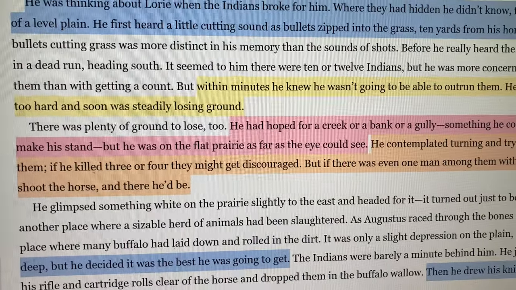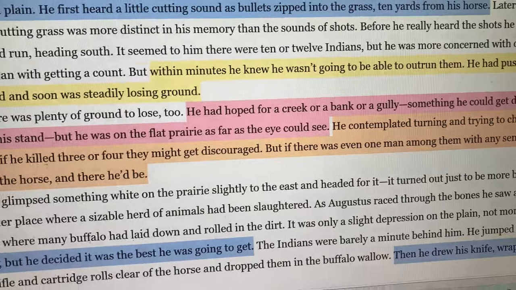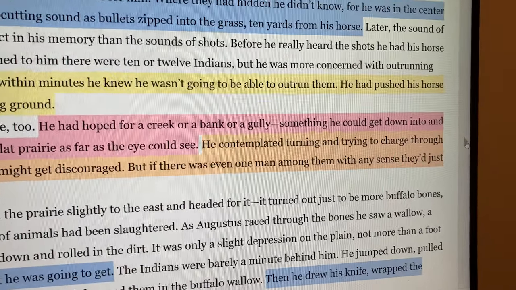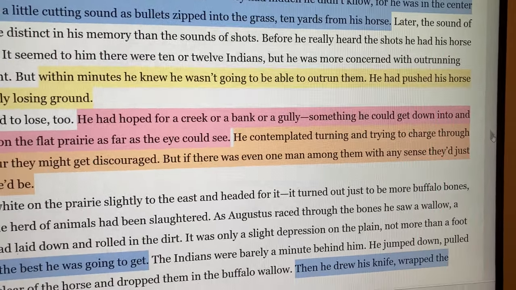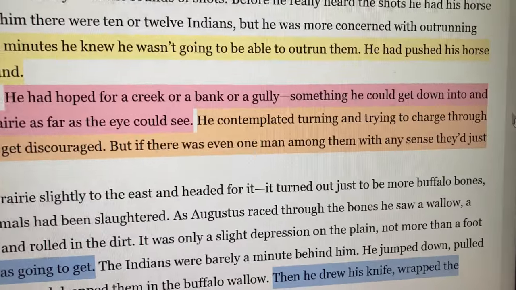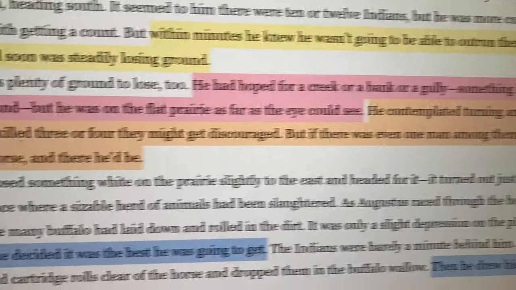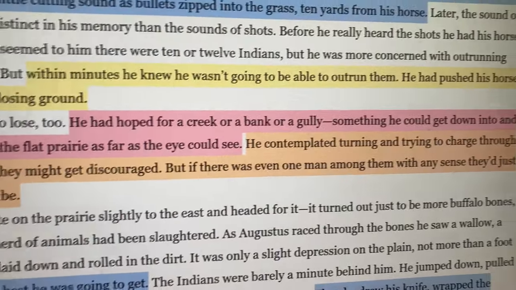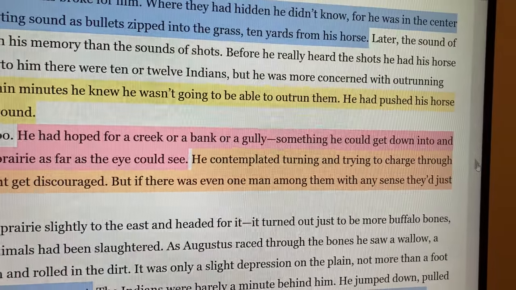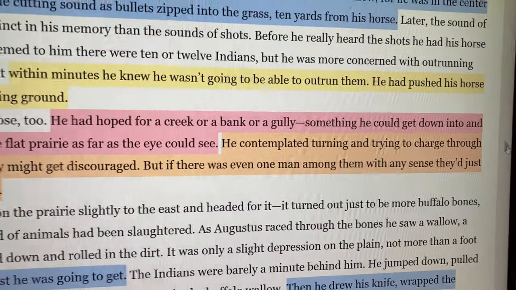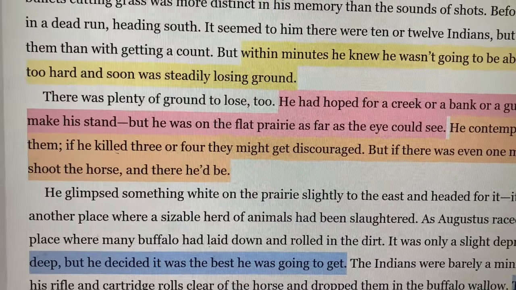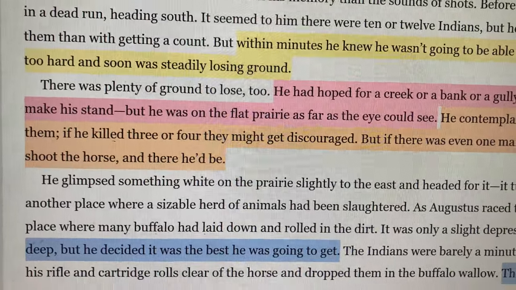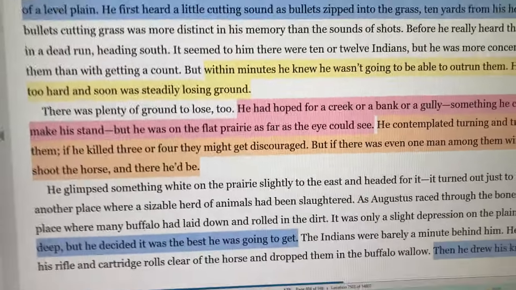He glimpsed something white on the prairie, slightly to the east, and he headed for it. Turned out to be buffalo bones. As he raced through the bones, he saw a buffalo wallow, a place where many buffalo had laid down and rolled in the dirt. It was only a slight depression on the plain, not more than a foot deep. But he decided that was the best he was going to get. So, back up.